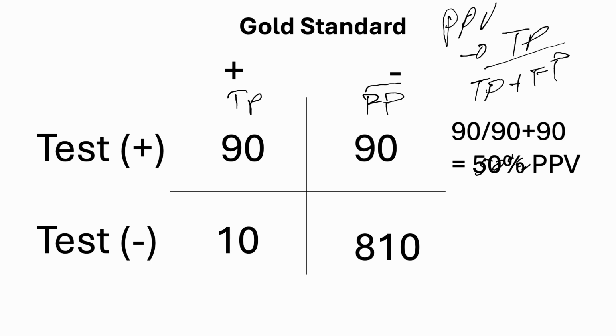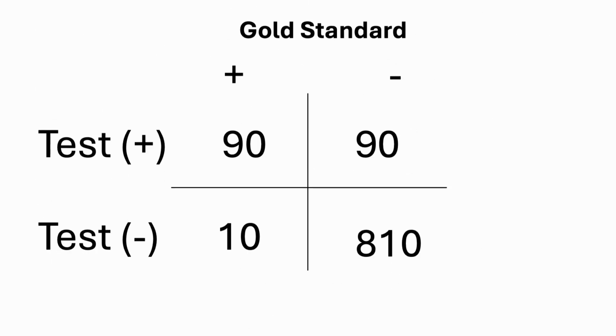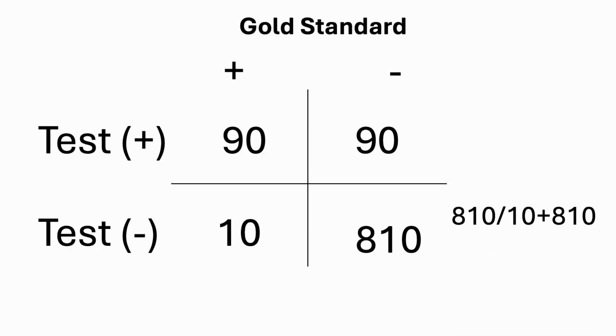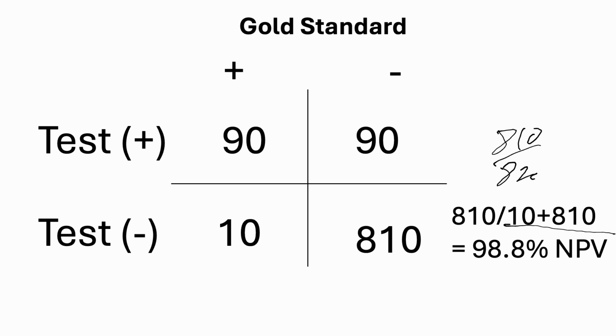On the other hand, negative predictive value will be our true negatives divided by our true negatives plus false negatives. It'll just be the number of negatives that are true over all negatives from the test. So that will be 810 over 10 plus 810, which is, I mean, I can't do this off the top of my head, but essentially 99%.